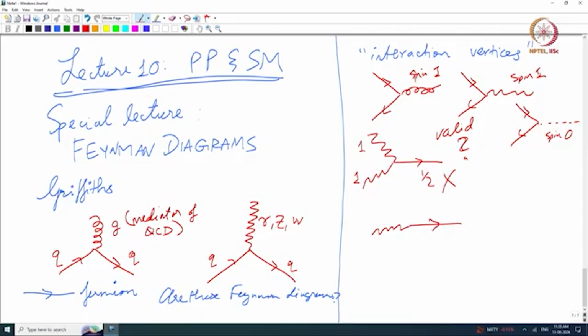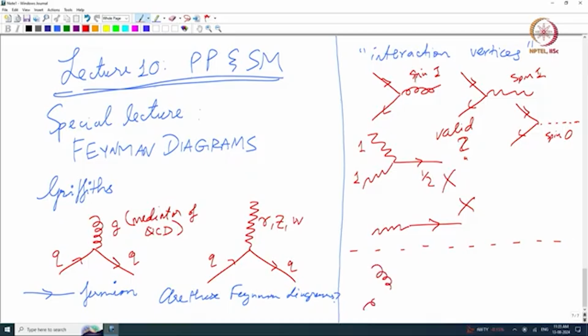Again, for the same reason, this is even more absurd, right. For the same reason, this vertex is absolutely not allowed. Okay, good. So, you have to make sure that all the spins and charges and other things are conserved at the vertex. Okay. Now, let me go to some more non-trivial diagrams.